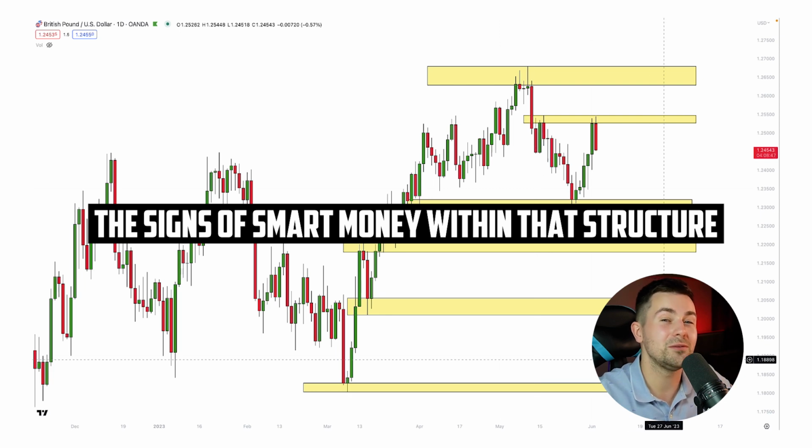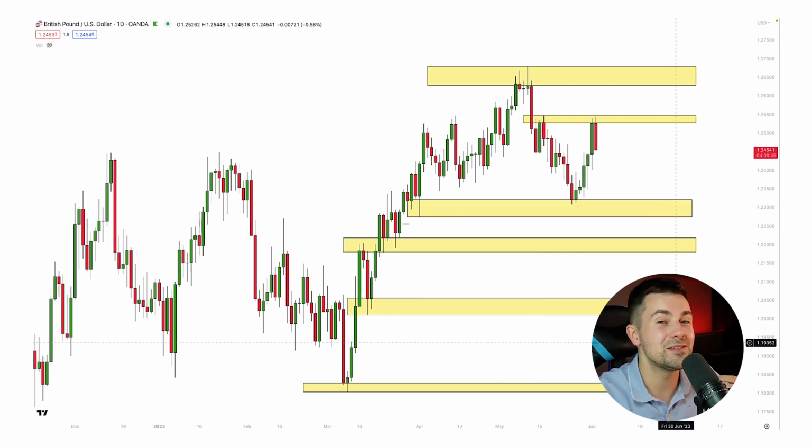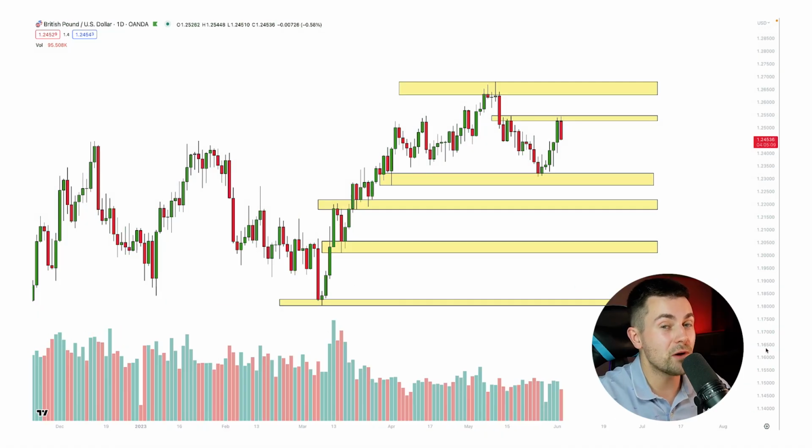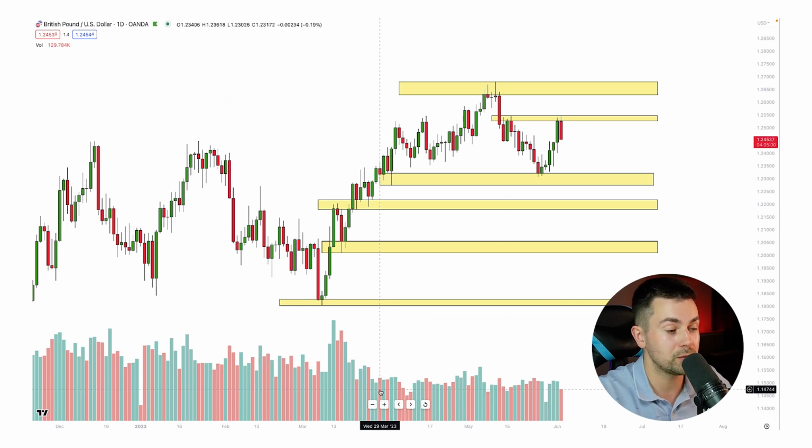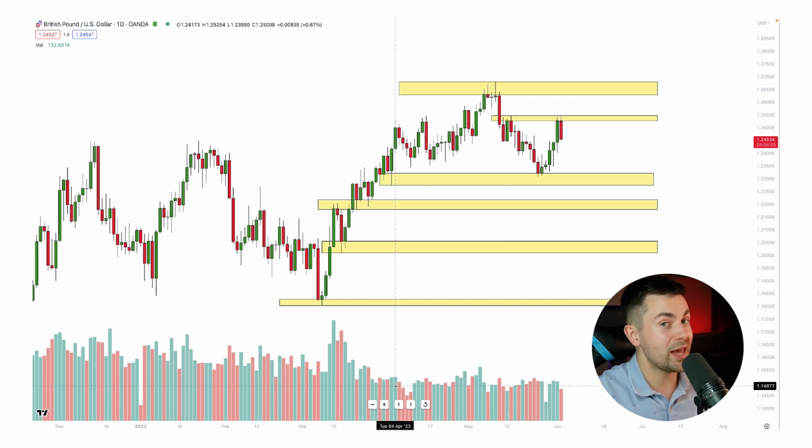So let me explain to you how to identify the signs of smart money within the structure. In order to identify the signs of smart money, we will apply the volume indicator, the classic free volume indicator. Once you have your volume indicator on the chart, you should draw the level of the average volumes.